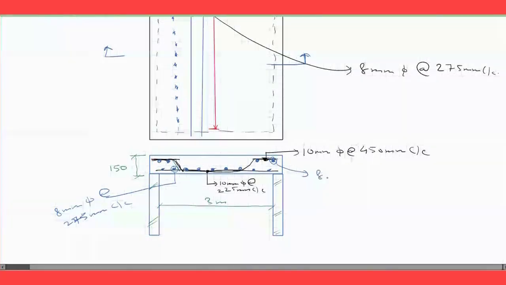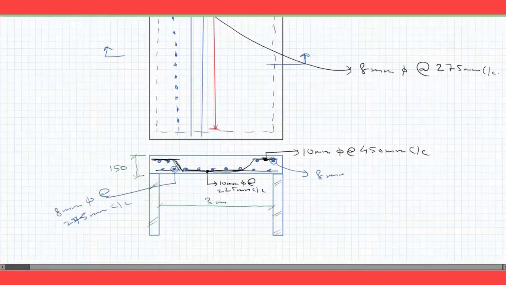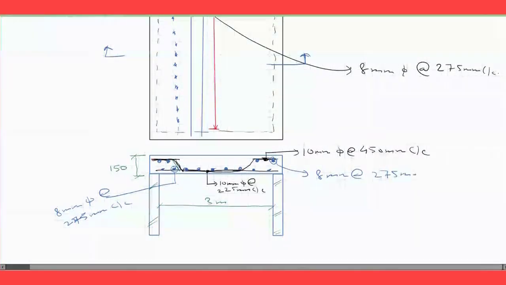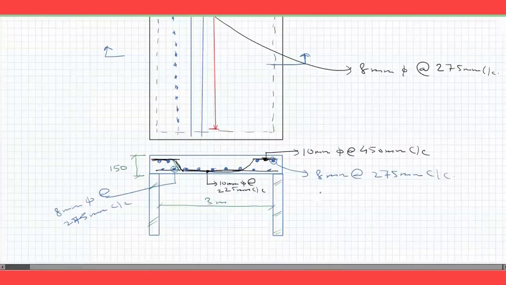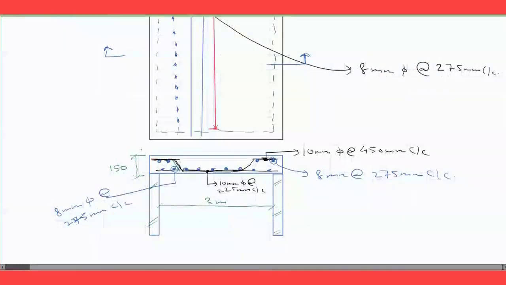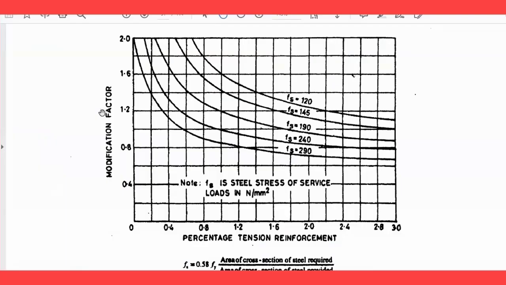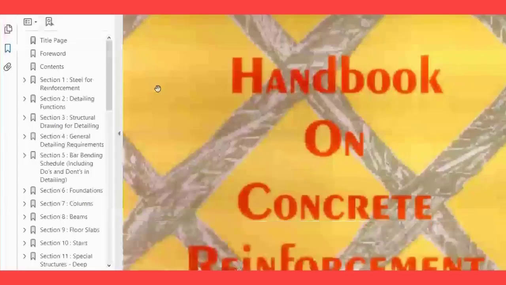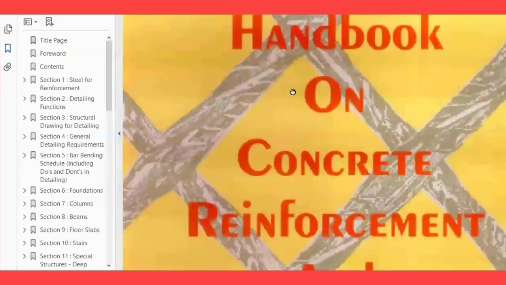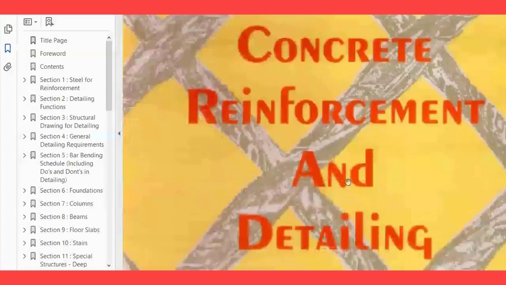So there is one question still missing. At what point I should crank the bar? So here you see I'm cranking the bar. At what point I should crank the bar? So I'll be taking help of SP34. So let me open SP34. This is a handbook on concrete reinforcement and detailing. So what exactly I'm detailing? I'm trying to detail the slab. So I'll be looking into slabs.